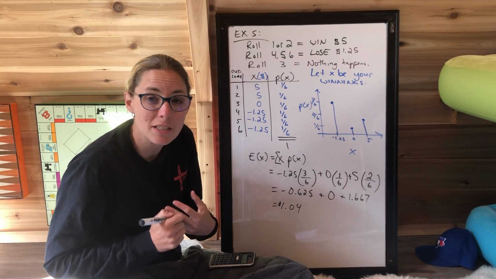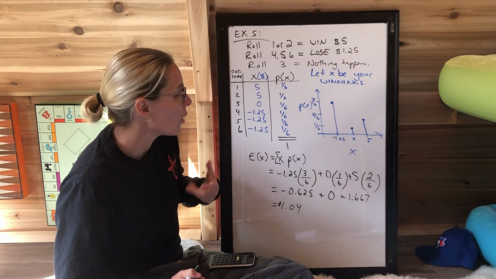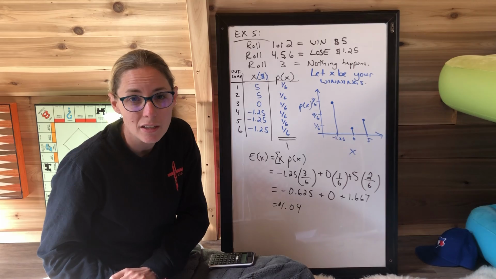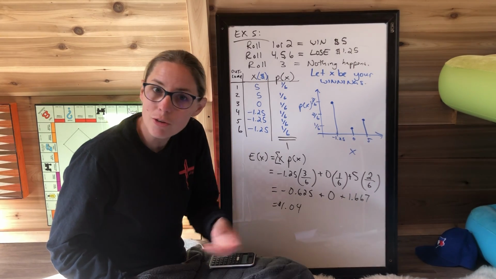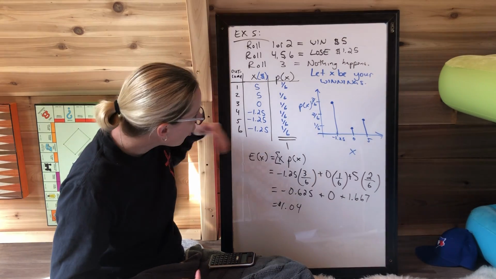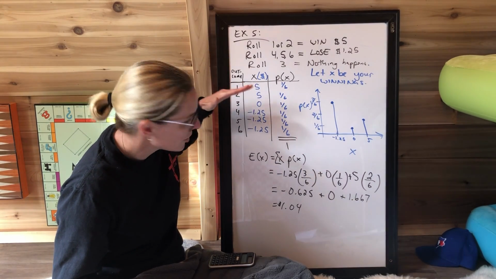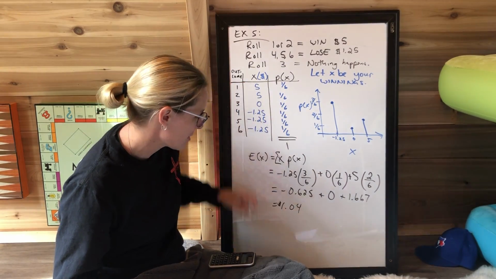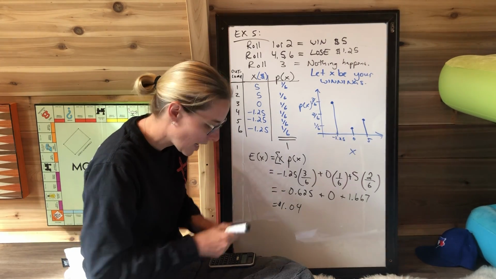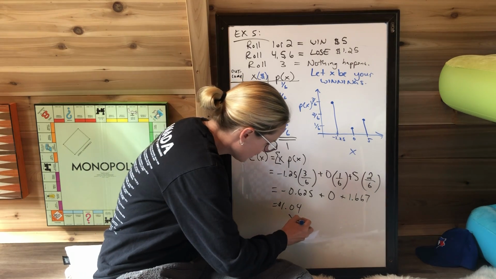So we're actually expected to win in this game. In the long run, maybe you play once, you lose $1.25. Maybe you play twice, you lose $1.25 again. So now you're down $2.50. But maybe on the third time you play, you win $5. Now you're up $2.50. The longer you play, in the end, your expected amount of winnings is $1.04. Okay, so that is considered an unfair game.